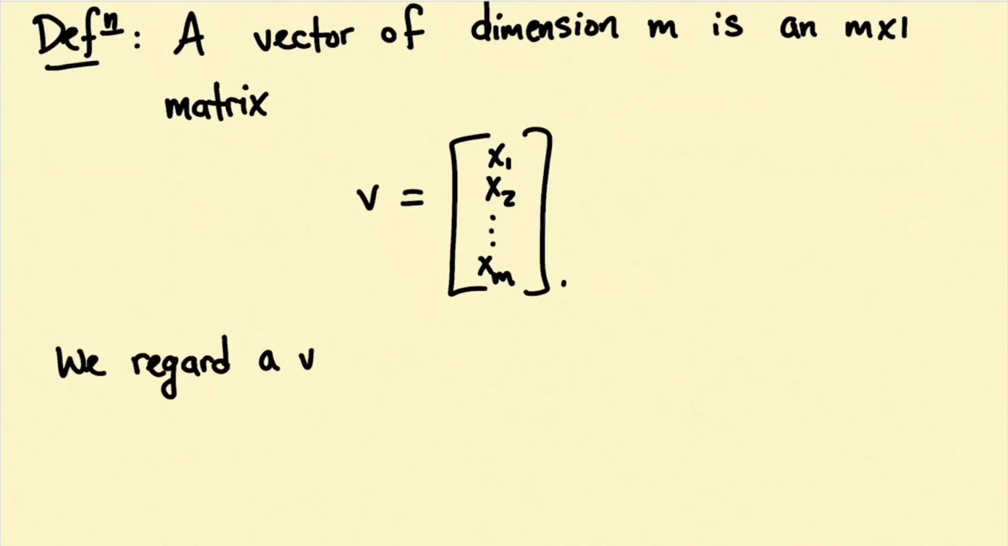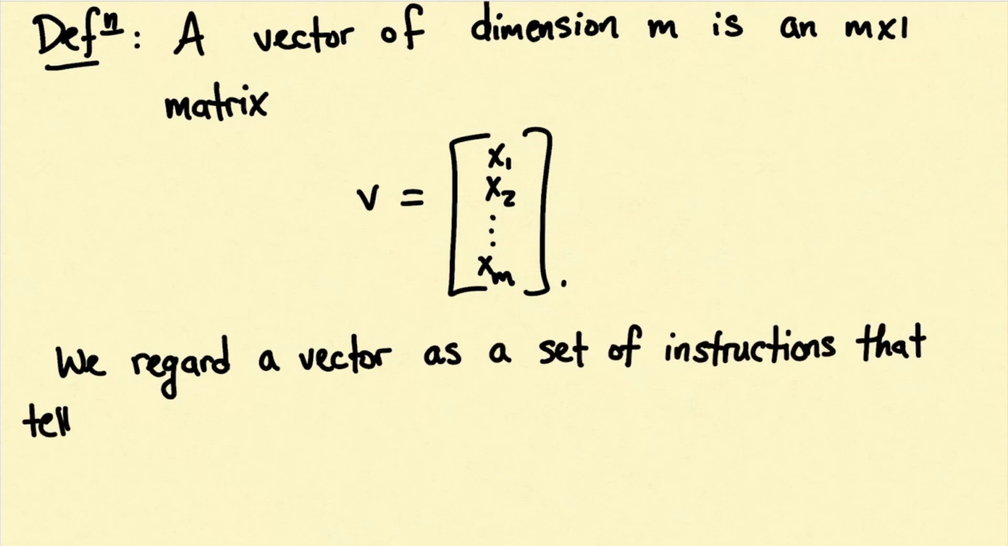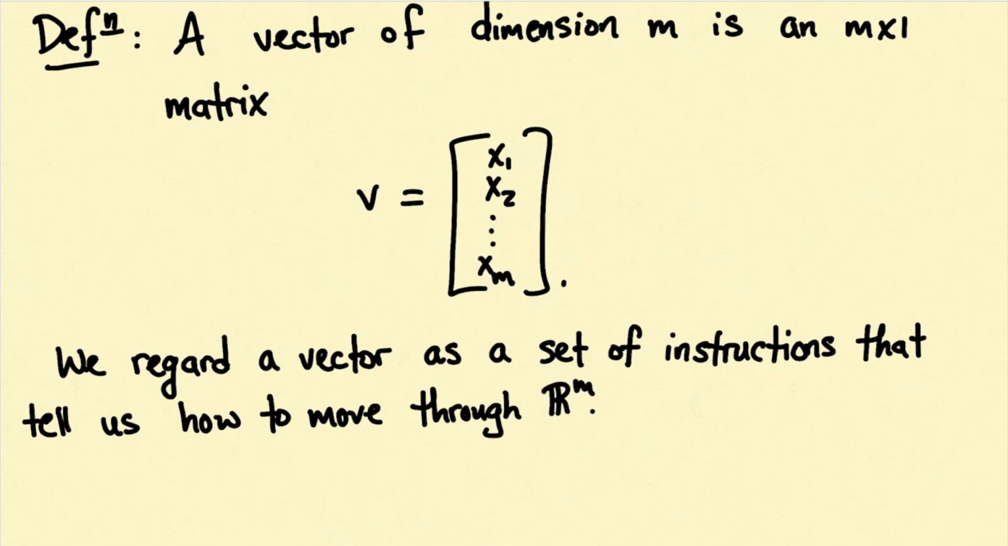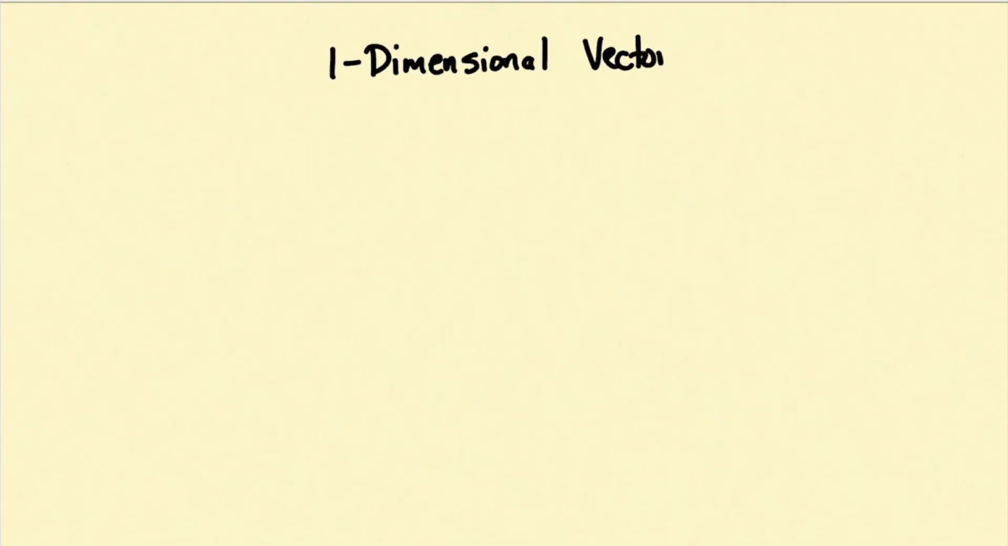We regard a vector as a set of instructions that tells us how to move through Rm from an initial position to a final position. As we saw in the last 3 examples, in Rm there are m orthogonal or perpendicular directions. So each number tells us how far to move in each of those directions. To get a feel for how this works, we're going to work in low dimension, where we can actually visualize, and then we will abstract to the higher dimensions.